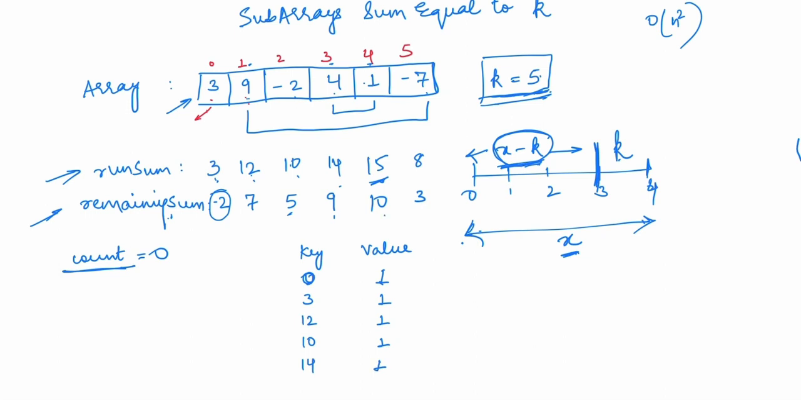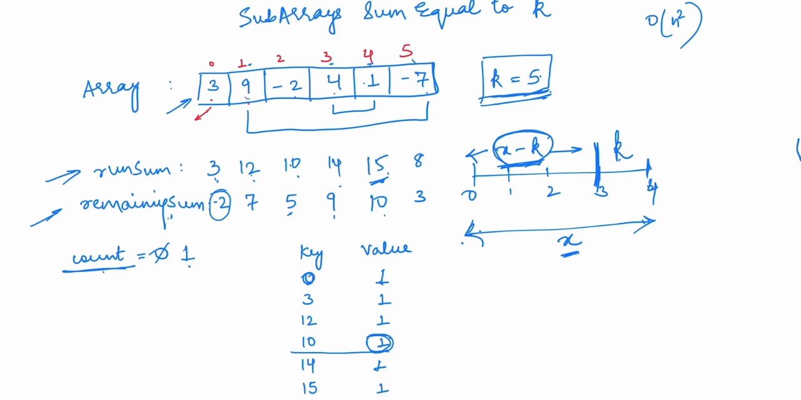Does 10 exist? Yes, it does exist. So I'll increment the value of count by 1. Sorry, it wouldn't be by 1. Basically, I'll add the value, whatever is present in the map. So, the value present in the map was 1. So, my counter value has been incremented by 1. And 15 does exist? No, 15 does not exist. So I'll create a new entry.